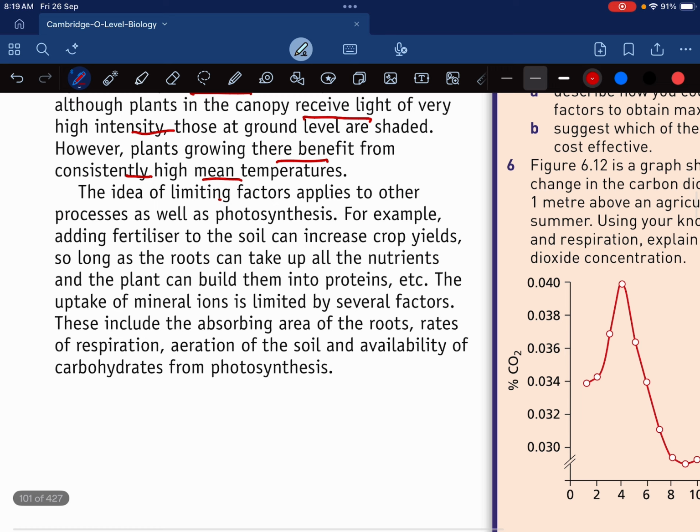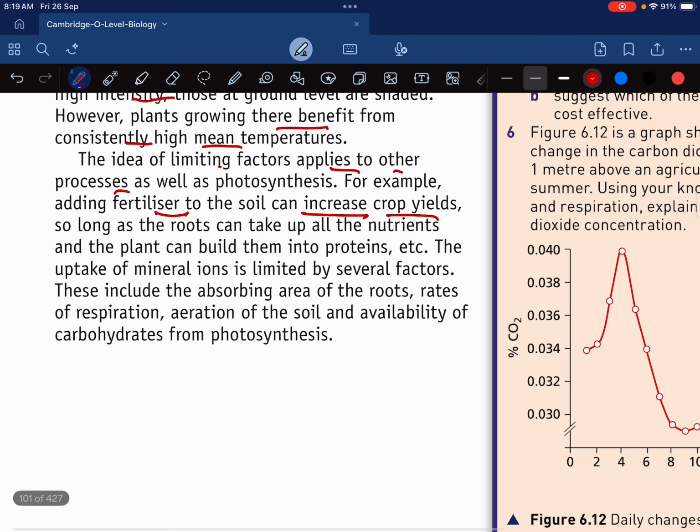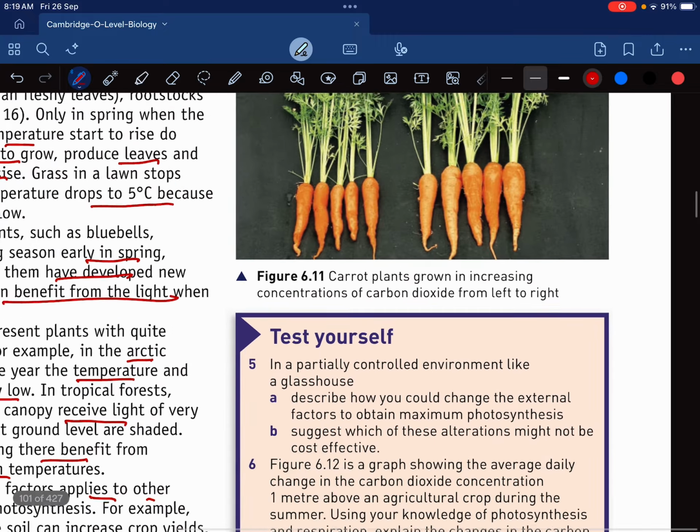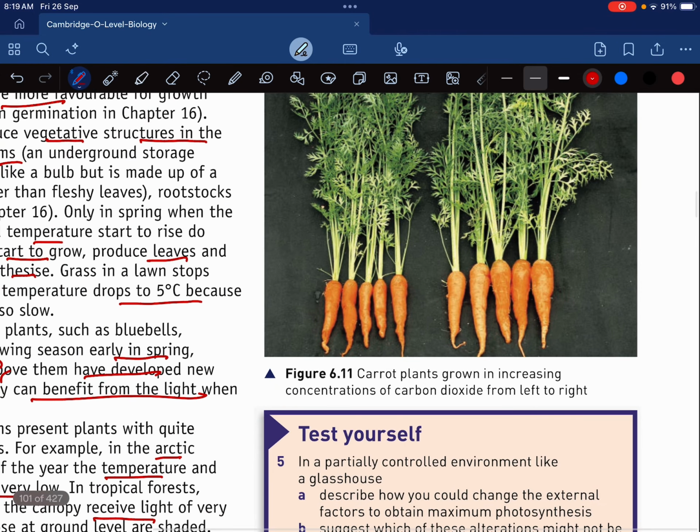The idea of limiting factors applies to other processes as well as photosynthesis. For example, adding fertilizers to the soil can increase the crop yield, so long as a root can take up all the nutrients and the plant can build them into protein, etc. The uptake. Okay, all of this they're just saying this is important for increasing the rate of photosynthesis. All right, this is the main thing that you need to know here.